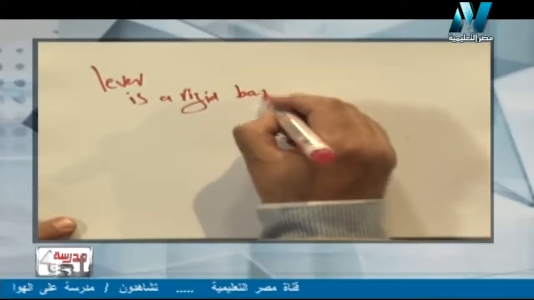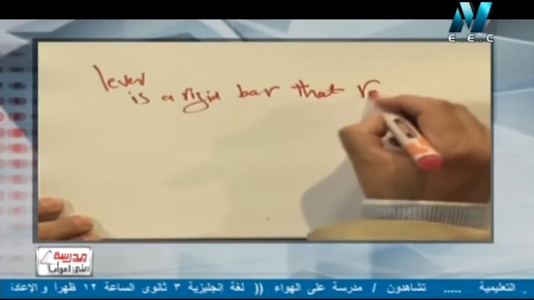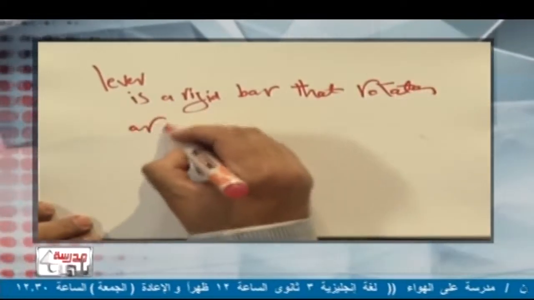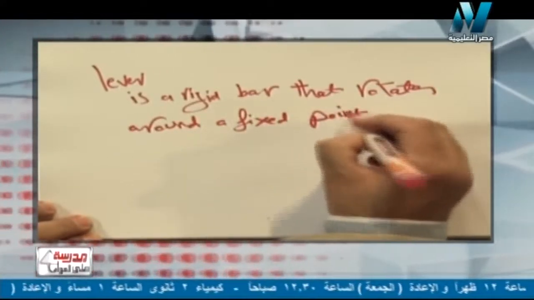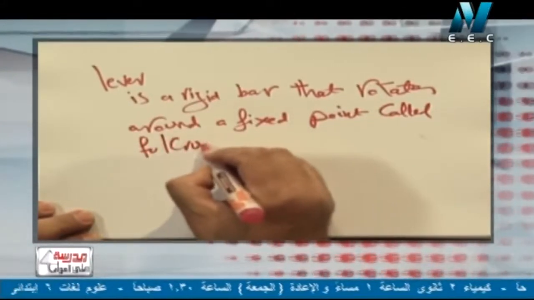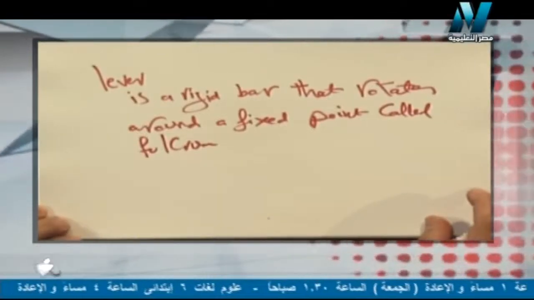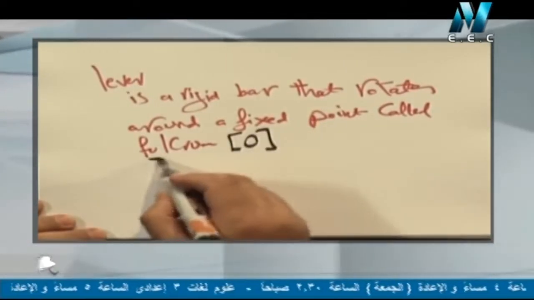So I said that lever is what? Lever is a rigid bar. هي ساق متينة that rotates around a fixed point called what? Called fulcrum. And we have agreed, اتفقنا كلنا الأسبوع اللي فات, the fulcrum has the symbol what? The symbol O. And we must notice that الفulcrum دايما عنده symbol O.